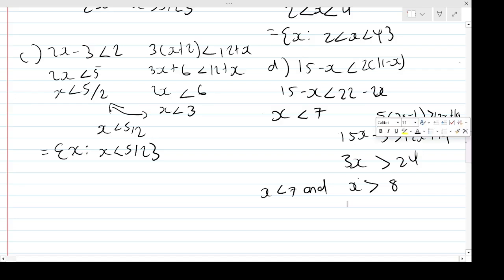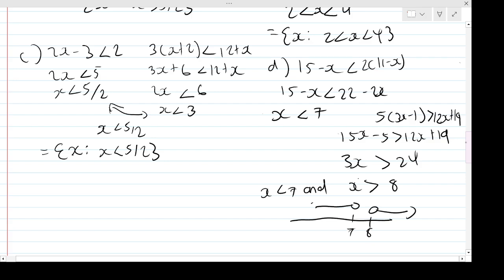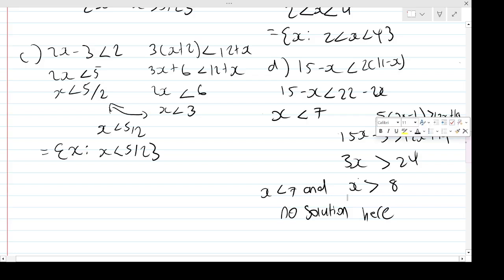Again, visualize the number line. If we have 8 and 7, x is greater than 8, and simultaneously x has to be less than 7. That cannot happen. There's no overlap. Therefore, there is no solution. Okay, so that is literally it. There are no values of x where it can be simultaneously bigger than 8 and less than 7.